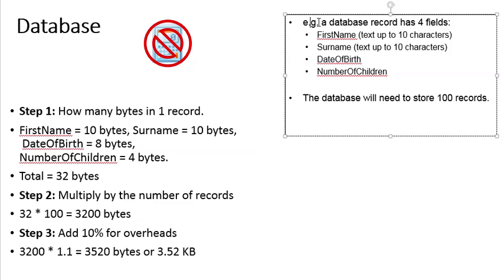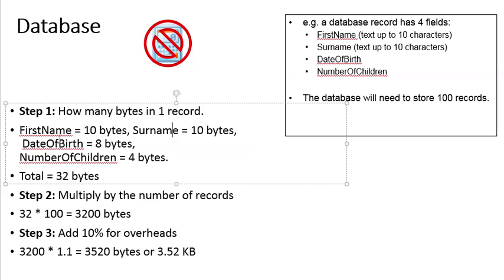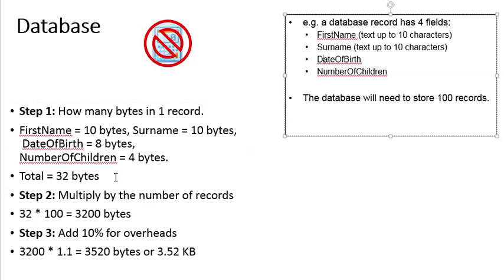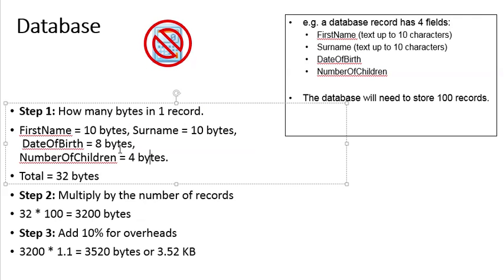Databases. A database, for example, has 4 fields: first name, which takes up to 10 characters, a surname, which takes up to 10 characters, a date of birth, and the number of children, which clearly must be an integer. The first step is to work out how many bytes each record occupies. In a string, which is the same as text, each character is a single byte. So a 10 character string will take up 10 bytes, and likewise the surname also consumes 10 bytes. Date of birth, being a date, will take up 8 bytes. Number of children will consume 4 bytes. Adding this all together gives us a total of 32 bytes per record.